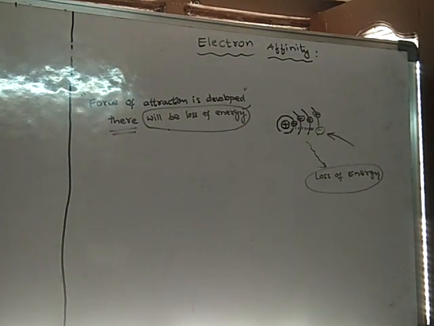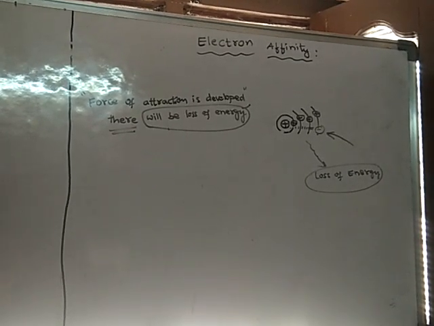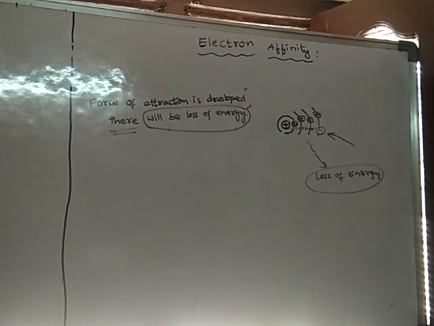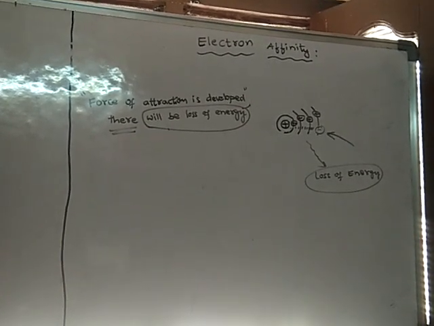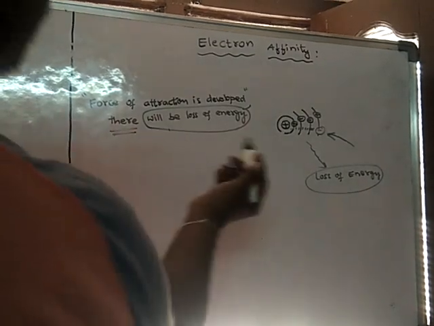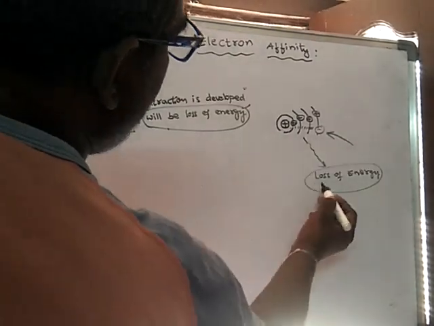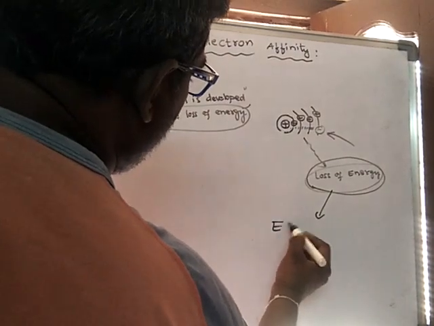How much energy will it lose? The energy which is lost by the atom is called electron affinity. What is electron affinity? Electron affinity is nothing but the amount of energy lost by an atom when an electron is added to an atom. Here, when an electron is added, nuclear force of attraction is developed. As a result, there is a loss of energy, and this energy is said to be electron affinity.